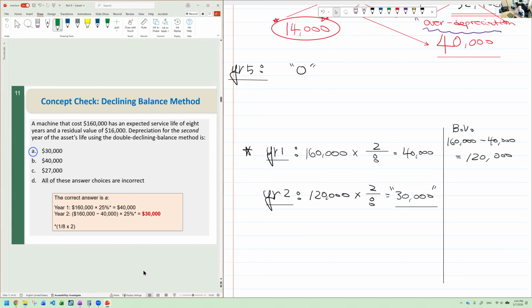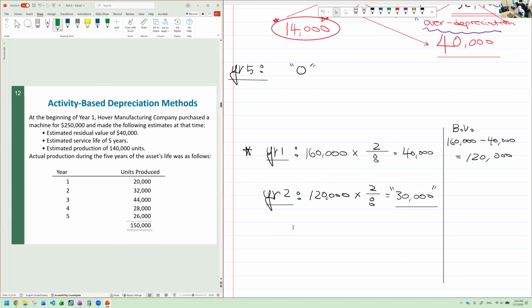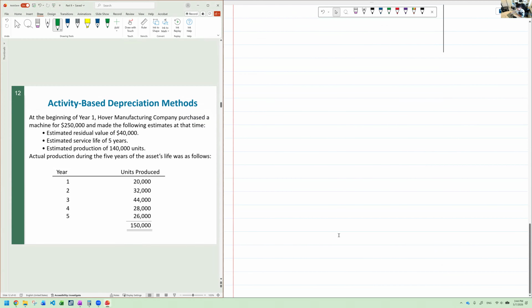All right. All right, let's move on to the third method. The third method is called the activity-based method. Okay, scroll down. Third method, activity-based method. The activity-based method is kind of similar to the straight line method. So let me first provide you with the formula.